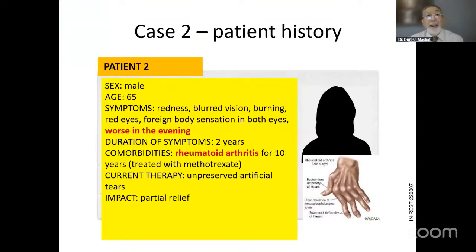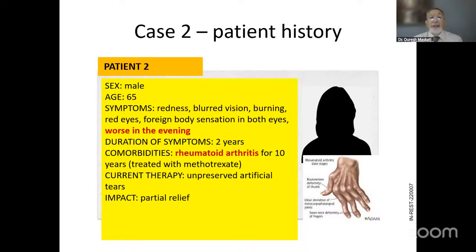So this was a male, 65 years old, with redness, blurred vision, burning, red eyes, foreign body sensation in both eyes, worse in the evening. Now again, using only your ears, from what this patient has said, you've already diagnosed this is dry eye. Since 2 years, he's been having this. What are his comorbidities? Rheumatoid arthritis. You can see the fingers of his, which I've shown there as a picture. Typical rheumatoid arthritis hand. For 10 years, he's been treated with methotrexate. So the physician is looking after his rheumatoid arthritis.